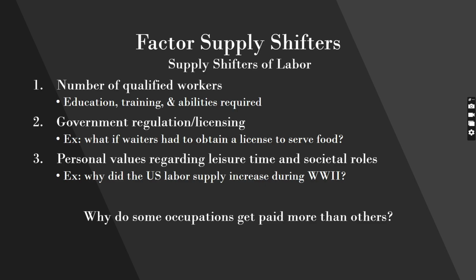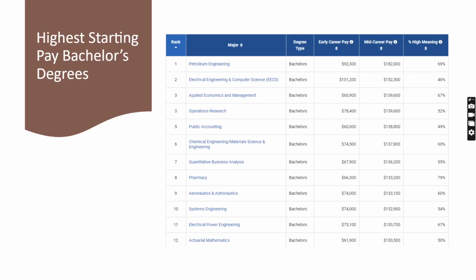And so we've already talked about why some occupations get paid more than others, but here I'm going to show you another graphic. These are the highest starting salaries that pay people with bachelor's degrees, and you see econ up there. Number 3, applied economics and managerial econ. But these disciplines are in high demand by firms. And so they're going to pay higher starting salaries.